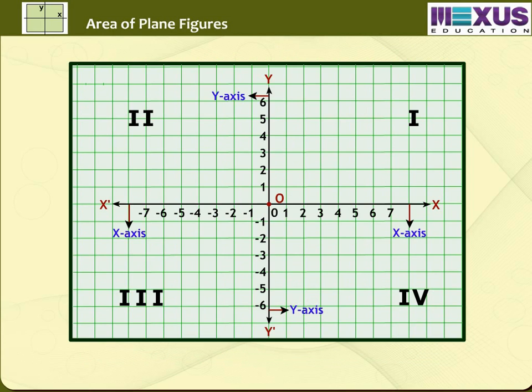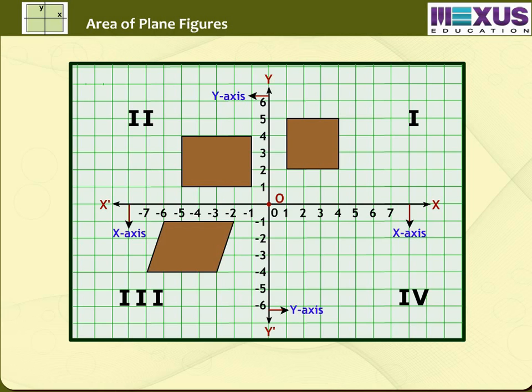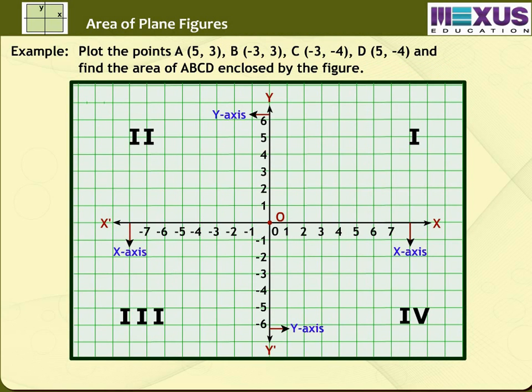Now we will learn to find the area of plane figures using graphs. The area of plane figures like square, rectangle, parallelogram, trapezium and triangle drawn on a graph sheet can be determined by actual counting of unit squares in the graph sheet. Example: plot the points A (5, 3), B (-3, 3), C (-3, -4), D (5, -4) and find the area of ABCD enclosed by the figure.